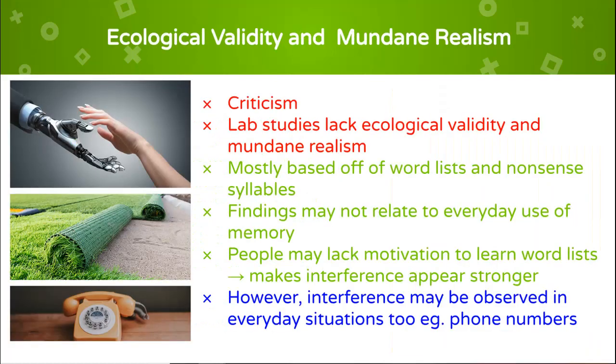However, the research which interference is based on may not reflect real life very well. The studies lack ecological validity and mundane realism. This is because most of the research investigating interference is laboratory-based and uses artificial lists of words or nonsense syllables. Therefore, the findings may not relate to everyday uses of memory, which tend not to involve simple word lists.